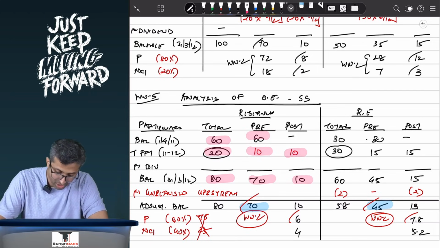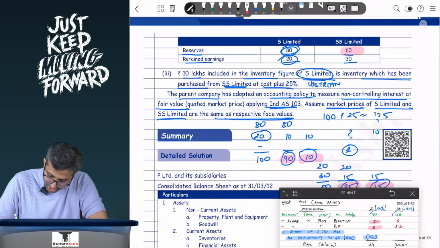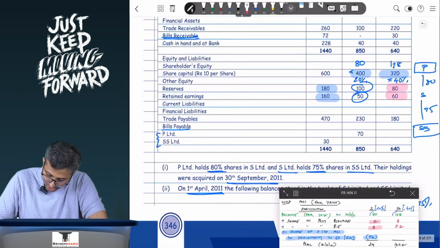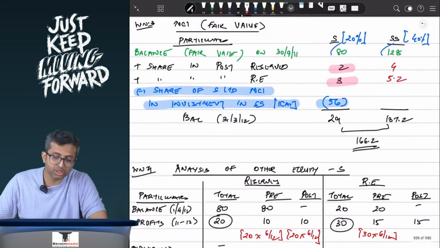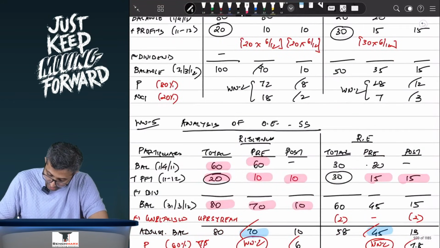Similar working for retained earnings, which was, I believe, 30 over here. Closing comes to around 60. So 30 will be earned during the year. So 15 and 15. So 45 and 15.